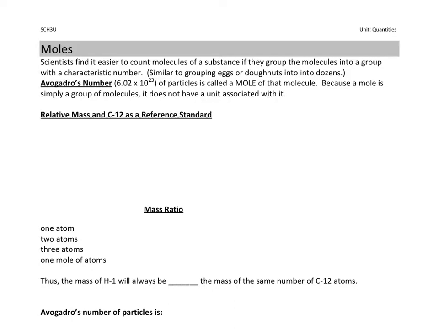Because a mole is simply a group, it does not have a unit. It's just a group. How would they even figure that out? I don't really understand, and I've researched a couple of times where Avogadro came up with this crazy number. I don't know if he rolled over in bed one day and thought, 6.02 times 10 to the 23 sounds awesome to me. I'm not sure. Do we have to memorize that? It would be a good thing to know.